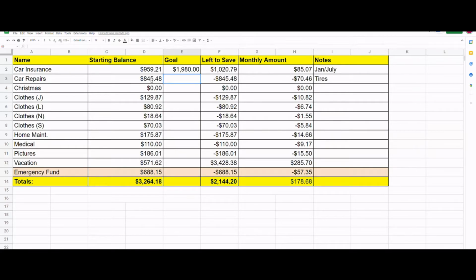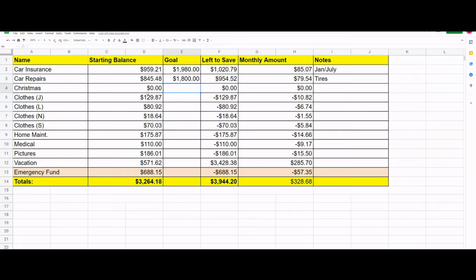Our second category is the car repairs. And our goal amount for car repairs is $1,800. And that would leave us with a monthly amount of $79.54. It is a little bit high. We do have our car as a 2013 Dodge Avenger. So it's a little bit older and it's getting up there in miles. And we also just bought this year a 2019 Dodge Caravan. And it does need new tires probably in the spring. So we know we're going to have some expenses there.